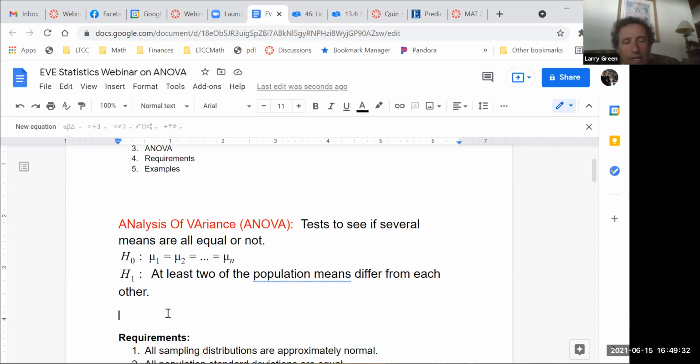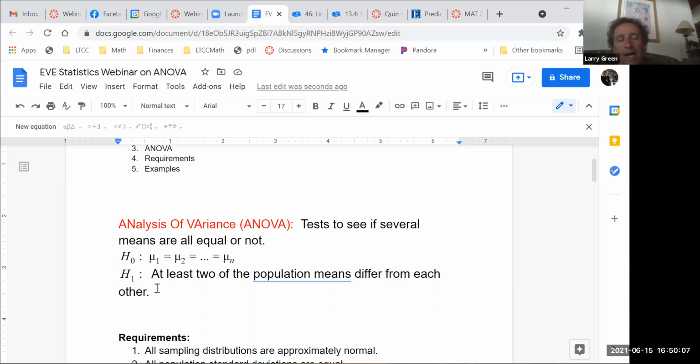Okay, and the only adjustment you'll make, for the example I'm talking about, is to say at least 2 of the population mean GPAs in 2 different states differ from each other. Do you see that? So you just throw in the context by talking about mean GPAs in 2 different states differ from each other. Any questions so far? Okay, so that's H naught and that's H1.